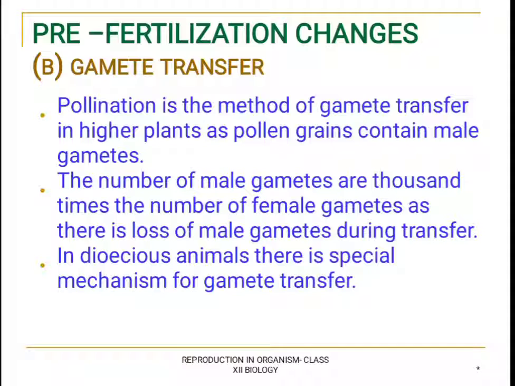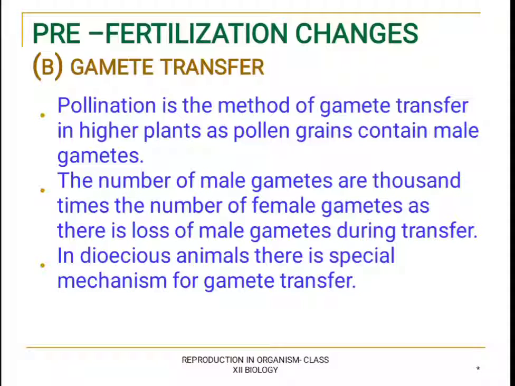On reaching the stigma, the pollen grains germinate, and a tube-like structure called the pollen tube comes out of it. The pollen tube carries the male gamete and grows down through the style until it reaches the ovule situated in the ovary. On reaching the ovule, the pollen tube enters it and releases the male gamete near the egg.